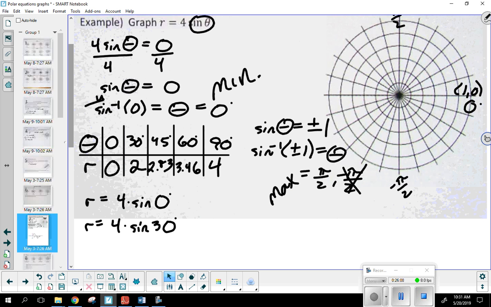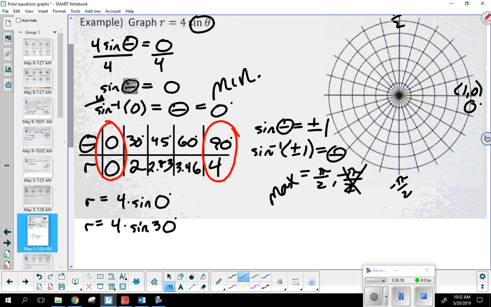So now I want you to take a look at why we started this problem with those 2 steps. We set the equation equal to 0 and then the trig function equal to plus or minus 1. This gives me the locations for the minimum and the maximum lengths of my radius. At 0 degrees, I got the smallest length of the radius. At pi over 2, 90 degrees, I got the largest length for the radius. So that's what it's telling me before I even start my table.